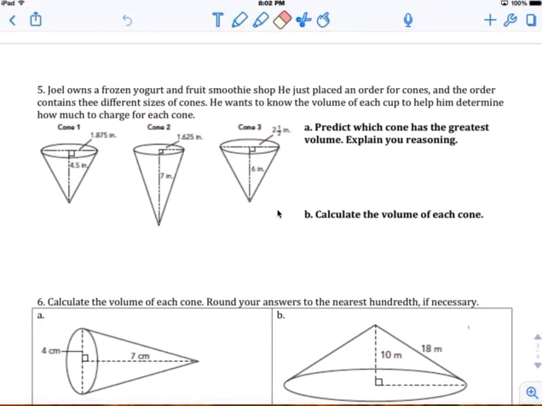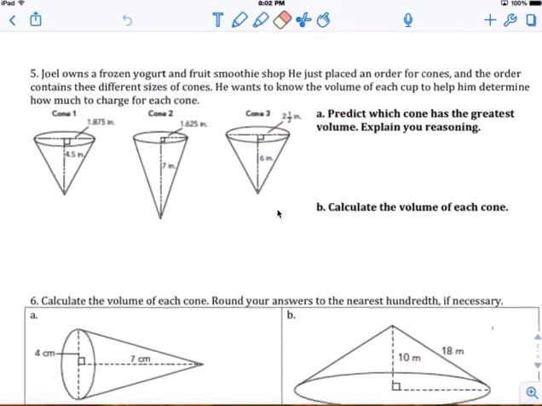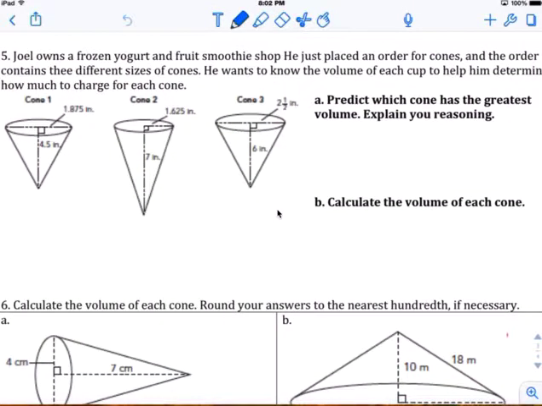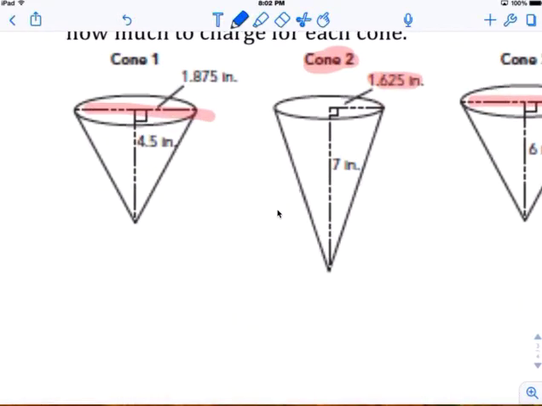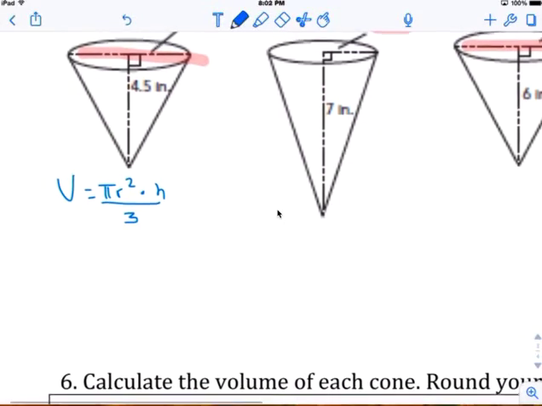Okay, we didn't finish this in class. We predicted that obviously cone 2 would be it because it had the largest radius. These were diameters. So calculate each volume. Remember, volume is pi r squared times height divided by 3. This is a third, right?